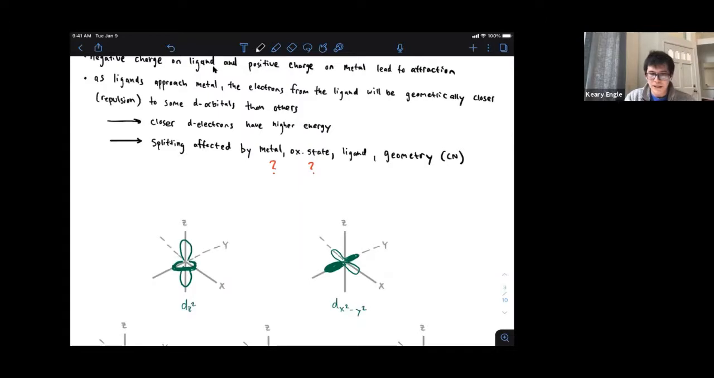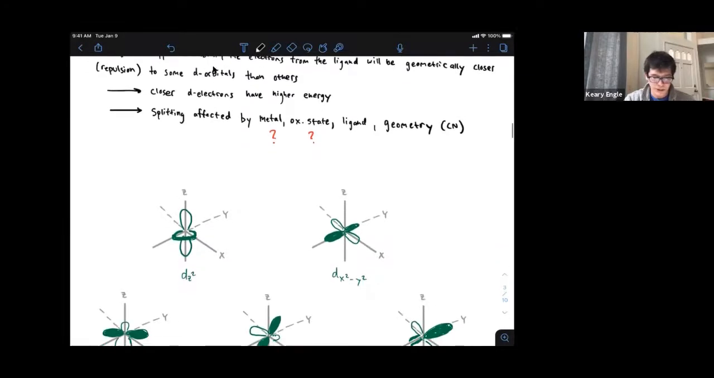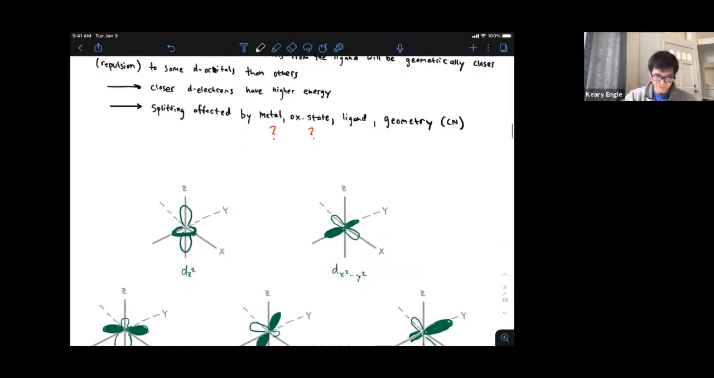And so as the point charges approach the metal from infinity to being in bonding position, this changes the electron energies of some d orbitals more than others. The orbitals that are more in the way as the point charge is being brought towards the nucleus end up going to higher energy. This is just like what happens when you bring two wrong ends of a magnet together, then you feel this magnetic repulsion. It's sort of the same principle.